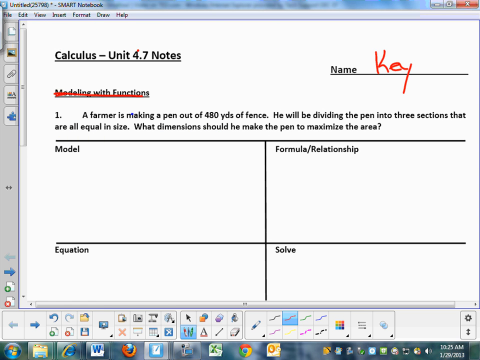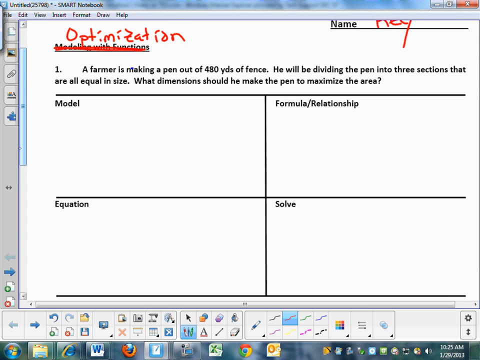This is not modeling with functions. This is optimization. And what I always do is, again, this 4-tier problem, just to help organize our thoughts. And I think it's very helpful. A farmer is making a pen out of 480 yards of fence. He'll be dividing the pen into 3 sections that are all equal in size. What dimensions should he make the pen to maximize the area?